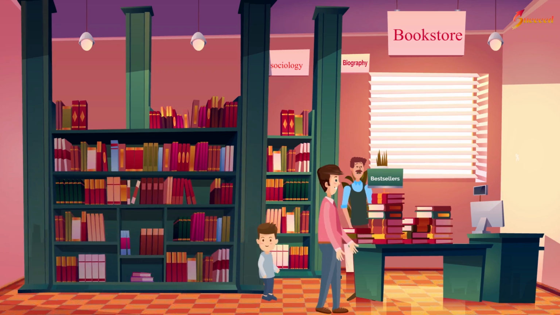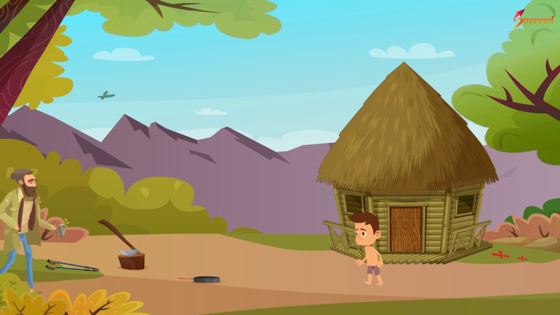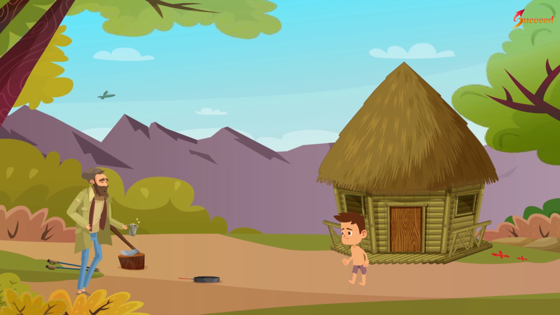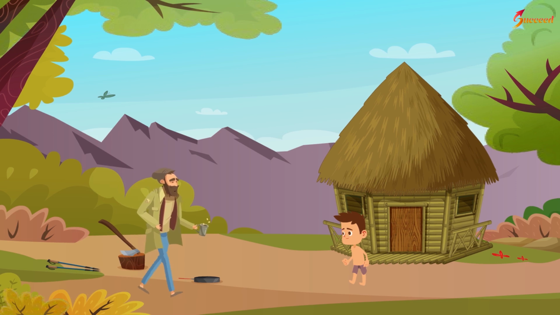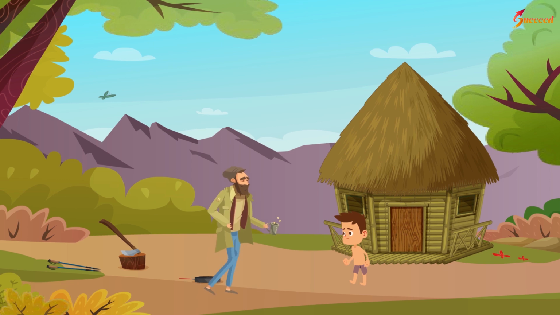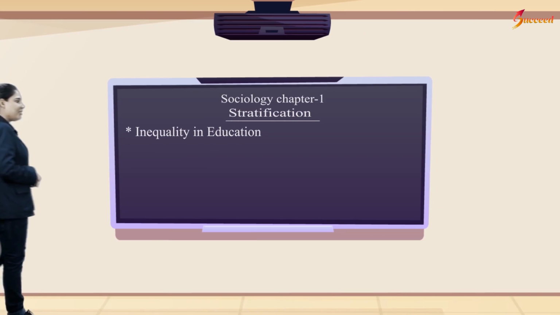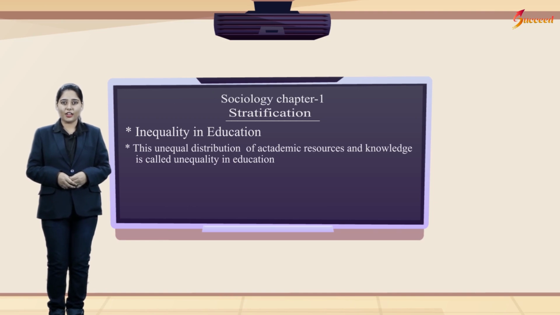And on the other hand, Ramu belongs to a poor family. He wants to go to school, but his parents don't have enough money to pay his school fees. He daily helps his parents in the field so that he could contribute something to his family income. Don't you think that's unfair? This unequal distribution of academic resources and knowledge is called inequality in education.